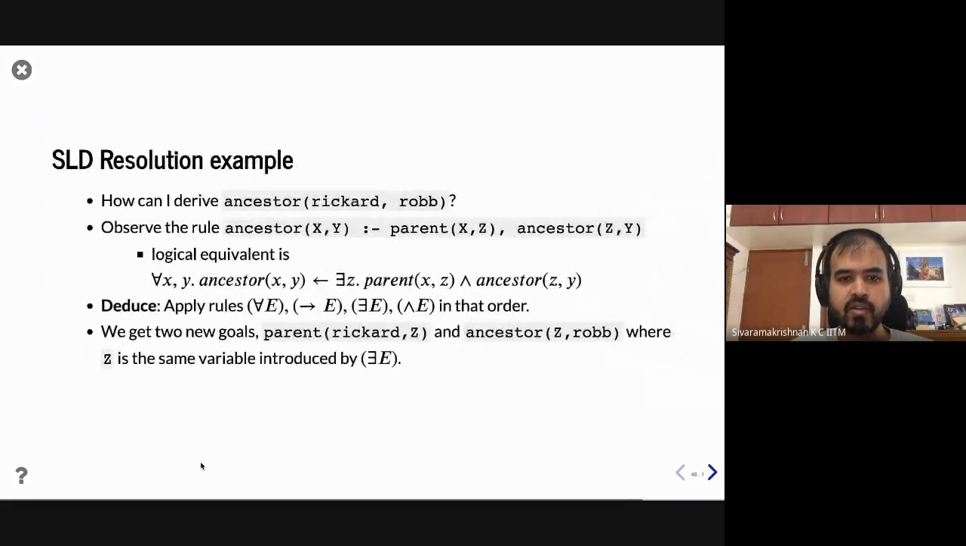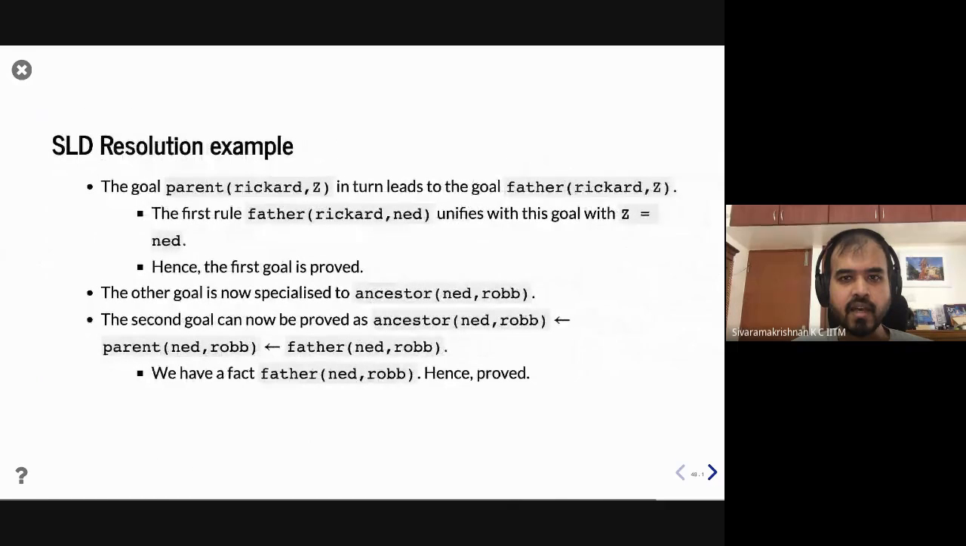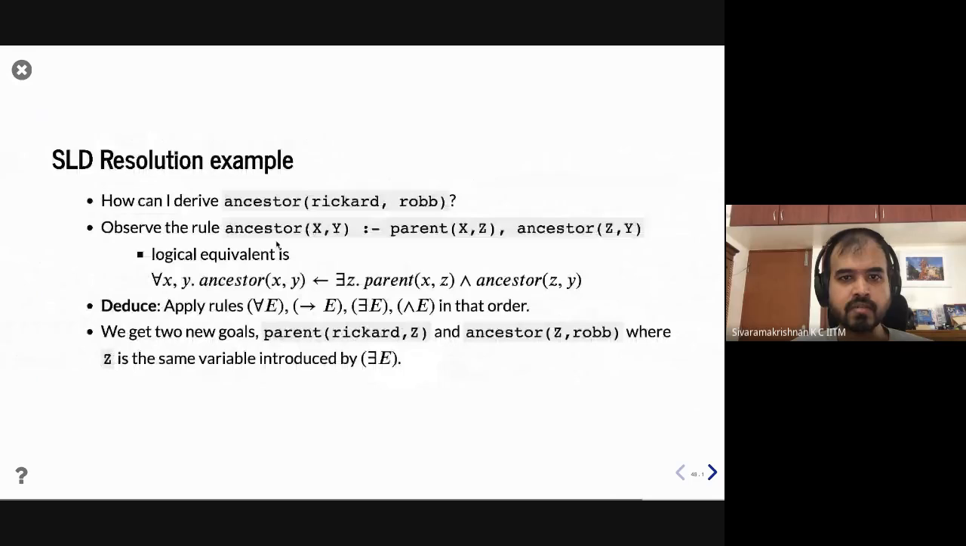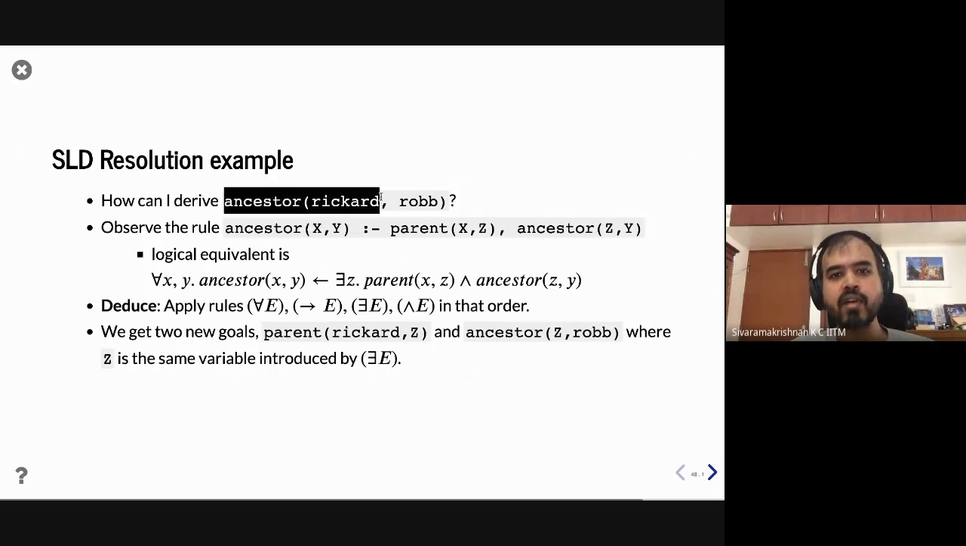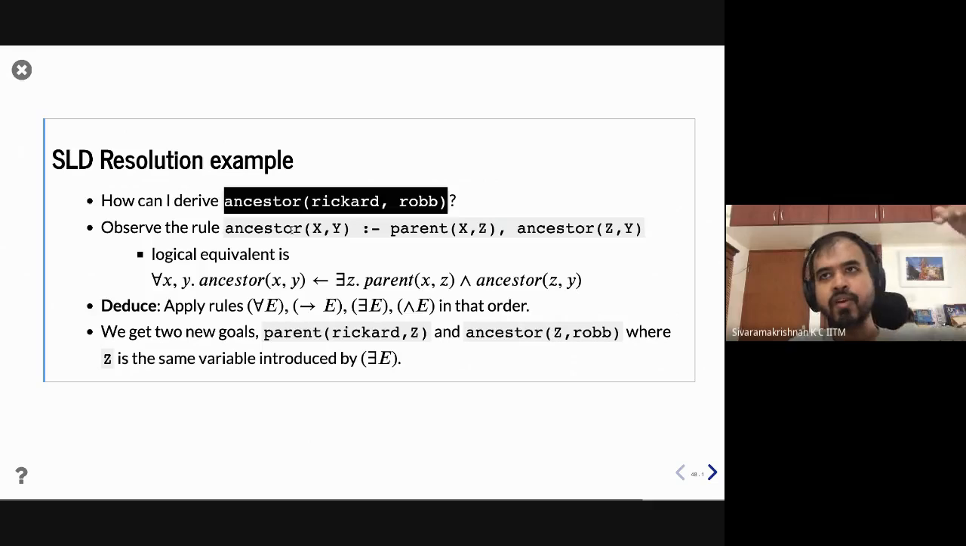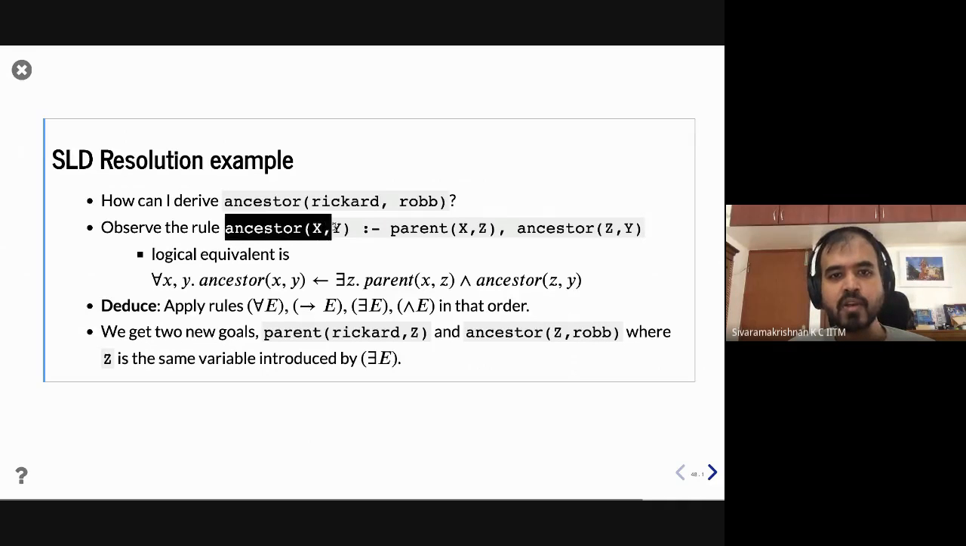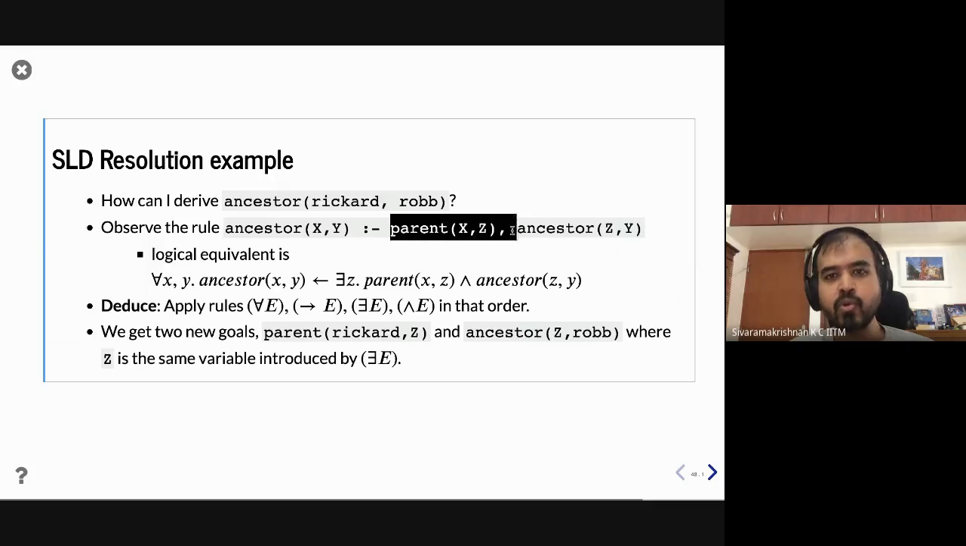So how can I derive ancestor Rickard Rob? It asks the same question, right? The first path led to a dead end. Let me try the second path. The second path was this term unifies with this term. But in order to satisfy ancestor X Y, I need to have two goals now.